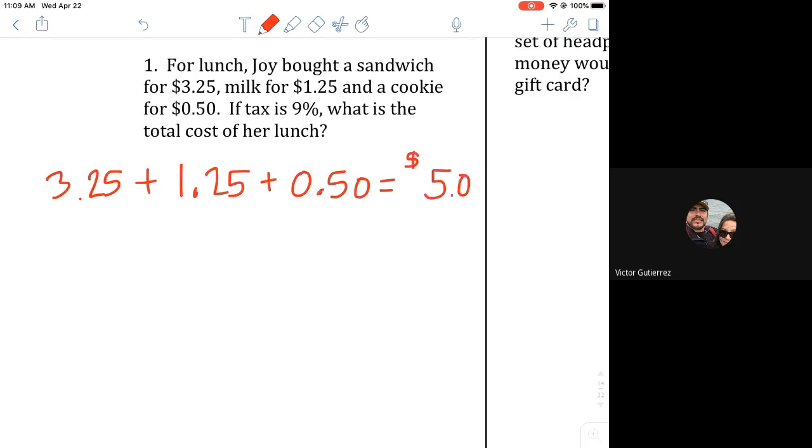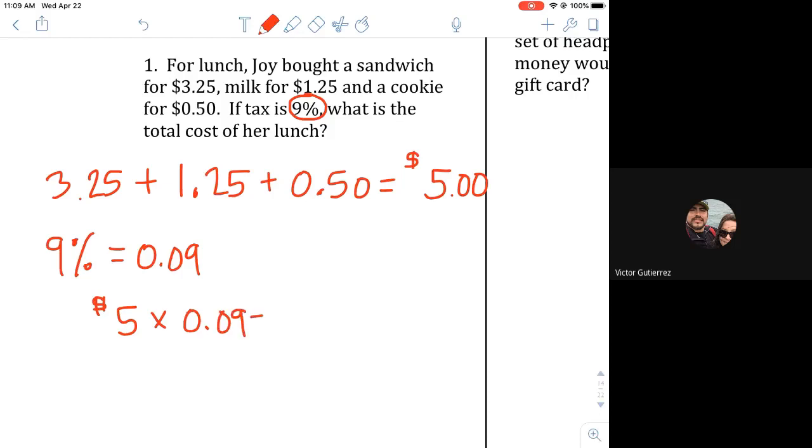Now for the tax, we're going to turn that percent, 9%, into a decimal. So 9% as a decimal will equal 0.09. And then all we have to do is multiply it. We're going to take the $5 that she spent on her lunch and multiply it by the tax amount. And then we're going to calculate that out. If someone could do that for me, it seems to kick me out every time I do it. Okay, so 49 cents, I'm assuming, right?